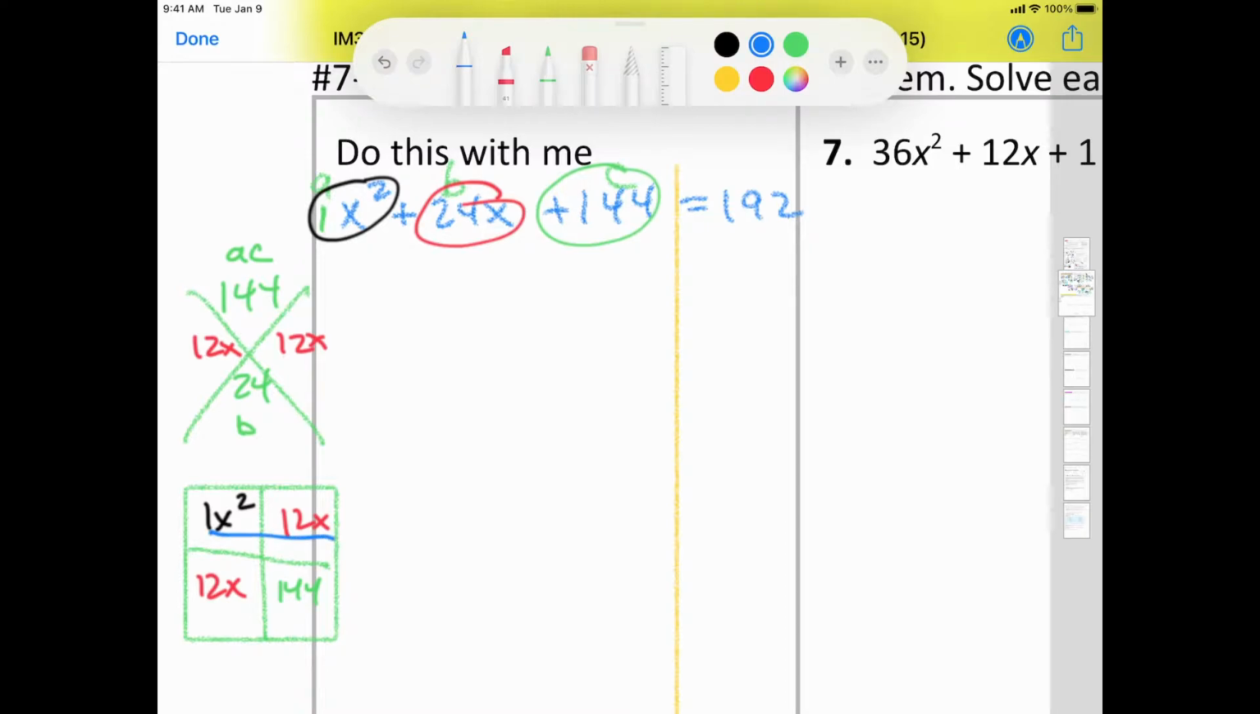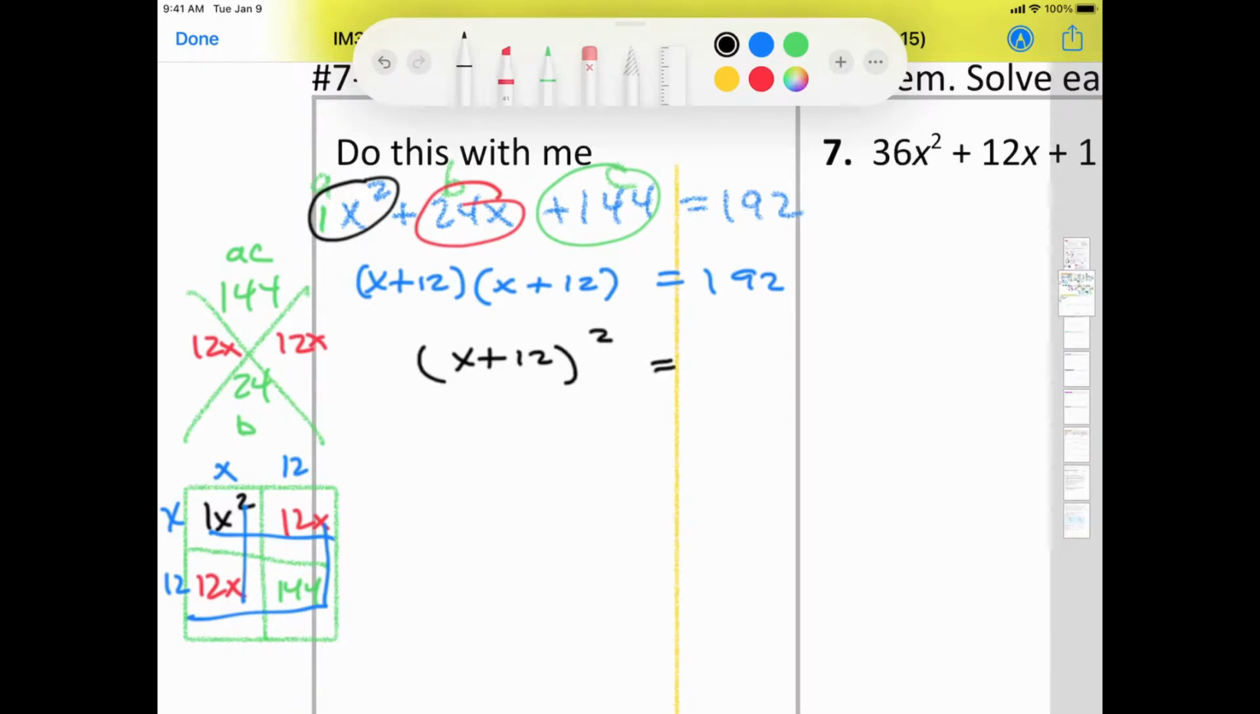The greatest common factor here is an x, 12, x, and 12. So we have x plus 12, x plus 12. Let's put that together: x plus 12 squared equals 192.